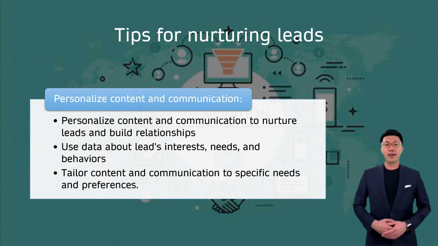The last tip is personalized content and communication. Personalizing content and communication can be an effective way to nurture leads and build relationships. This may involve using data about the lead's interests, needs, and behaviors to tailor the content and communication to their specific needs and preferences. By nurturing leads with targeted and personalized content and communication, and using automation tools and lead scoring and grading to prioritize leads, brands can effectively guide leads through the customer journey and convert them into customers.